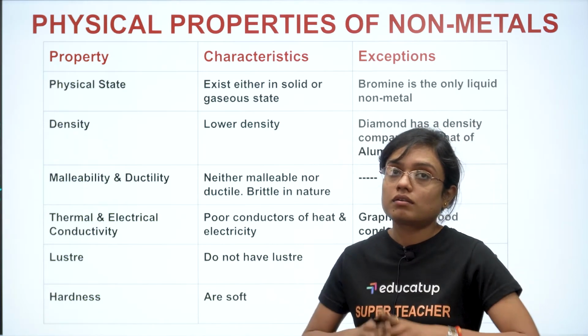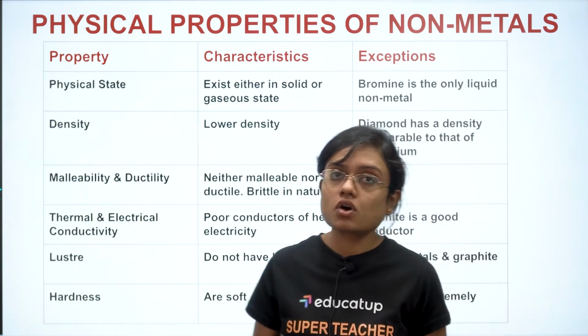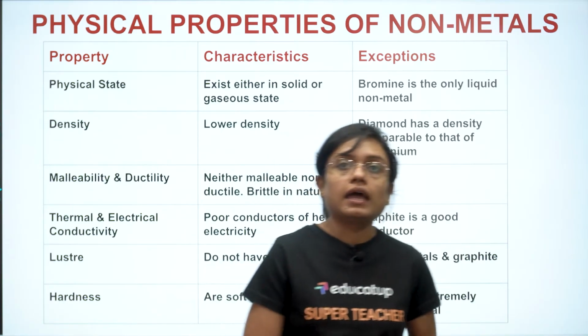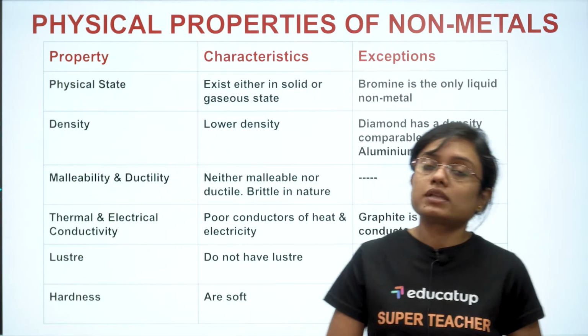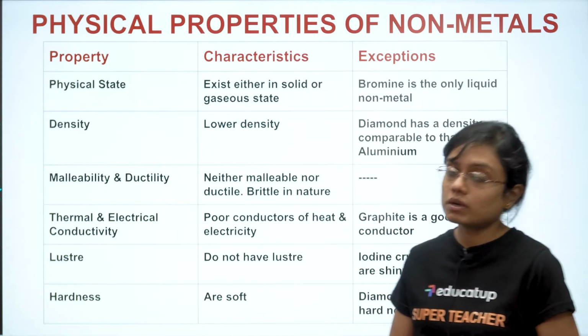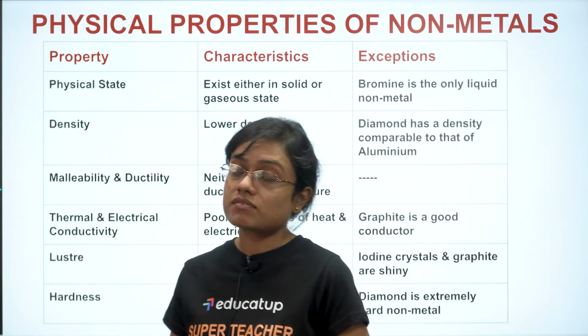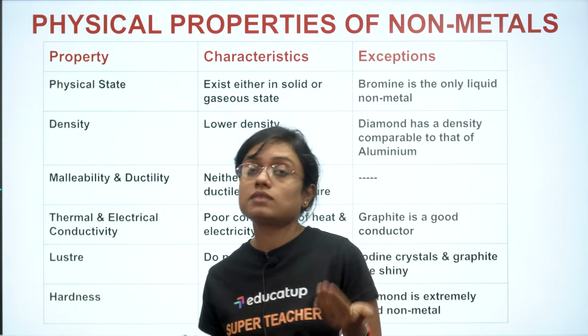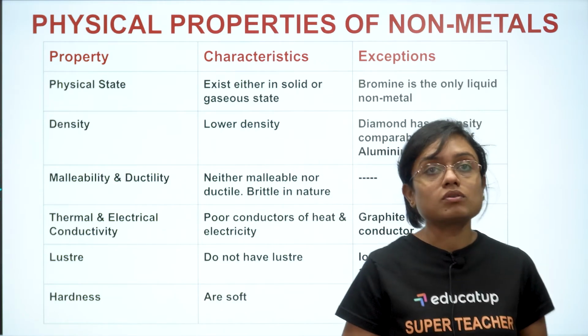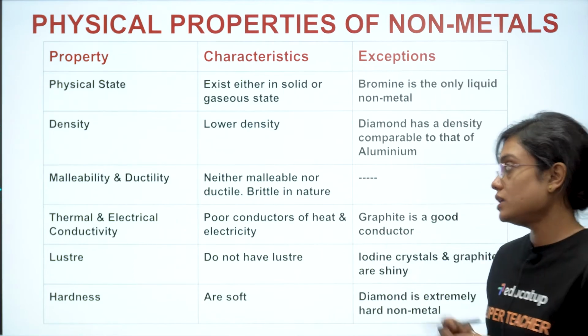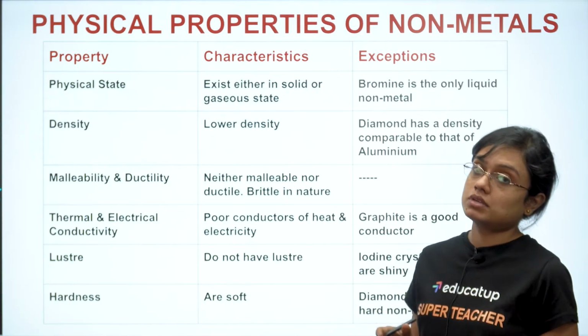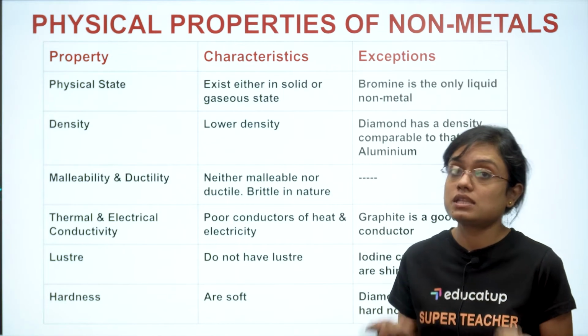Let's move ahead. Now, physical properties of non-metals. Physical state: they can exist either in solid or gaseous state. Bromine is the only liquid non-metal. Then if we talk about density, they generally have lower density except for diamond, which has a very high density, just like aluminium, which is a metal. If we talk about malleability and ductility, they are neither malleable nor ductile but brittle in nature. Brittle means they can be easily broken.